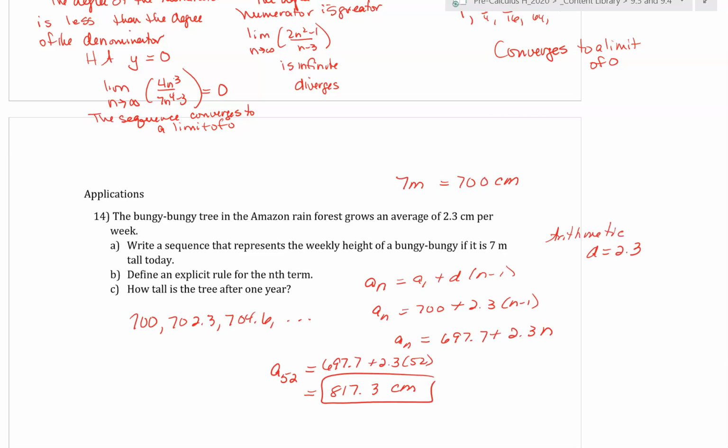The 2.3 centimeters per week is arithmetic with a common difference of 2.3. 7 meters is 700 centimeters, so we have a rule for the nth term, and after 1 year, that would be 52 weeks. This is weekly, so we would let n be 52 and find a sub 52, and you get 817.3 centimeters at the end of 1 year.